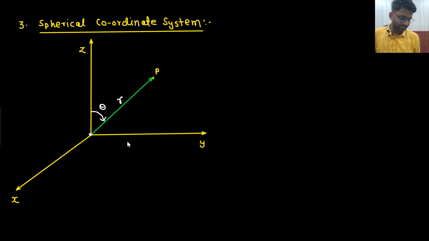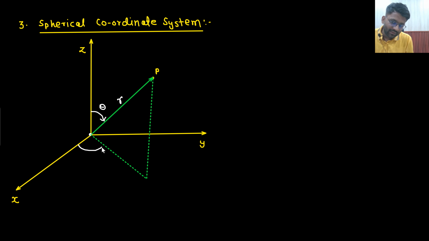Then what he said, whatever the r that you are making, take the projection of that r on the xy plane. And this projection should make an angle of phi in the anti-clockwise direction with the positive x-axis. Now this will be the correct coordinate.